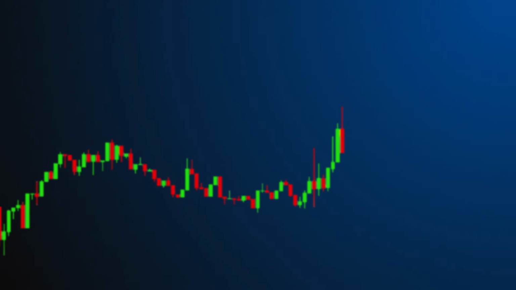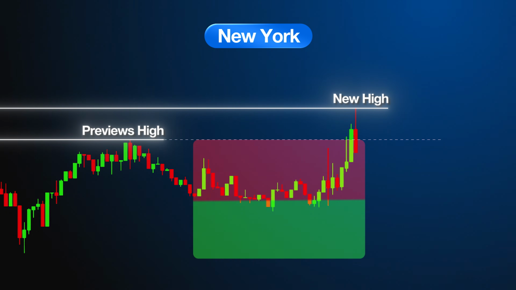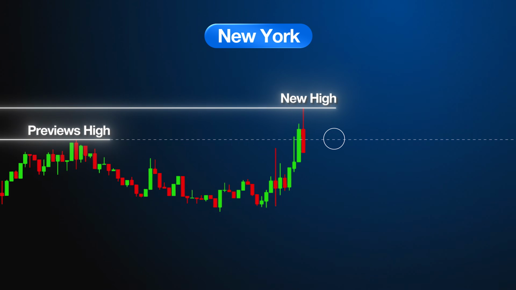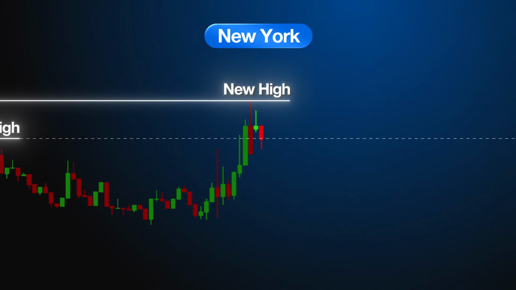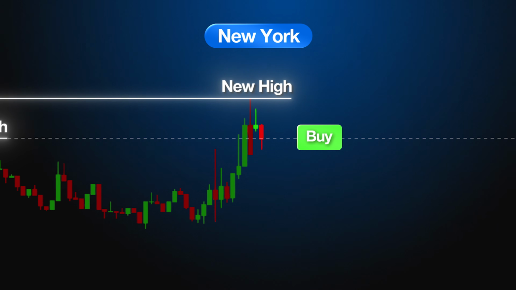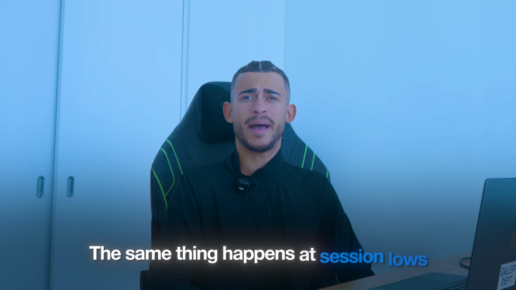Think about it like this. When the New York session makes a new high, every trader who shorted near that high is now trapped. They are actively in drawdown. They're losing money and they are emotional. And what do trapped traders do? They wait for price to come back to their entry so they can get out at break even. So when price comes back to that session high, all of those trapped shorts are desperately trying to buy back their positions to exit. And what does that buying do? It pushes price higher.